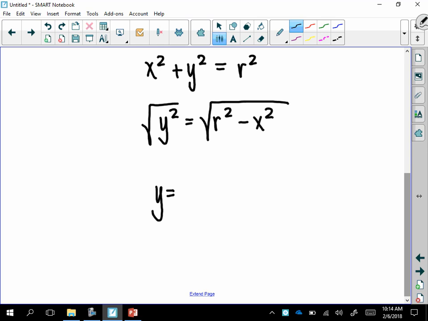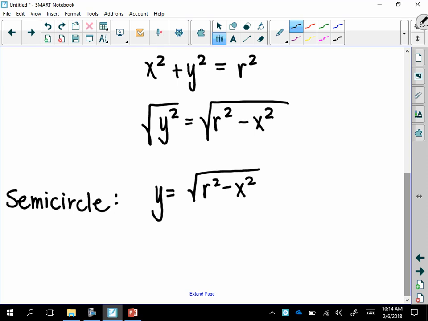Okay? So when we write the equation of a semicircle, we're just going to have y equals the positive square root of r squared minus x squared. And this is the equation of a semicircle. If it was y equals the negative square root, that would just be the bottom part of the circle. Right? So the positive square root and the negative square root form the entire circle. But when we're talking about a semicircle, we only want one or the other. And we'll just opt for the positive one. So the positive square root of r squared minus x squared.